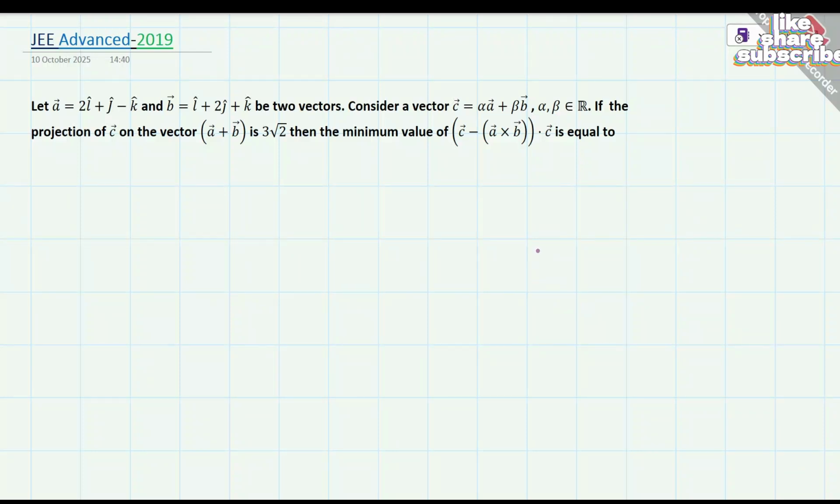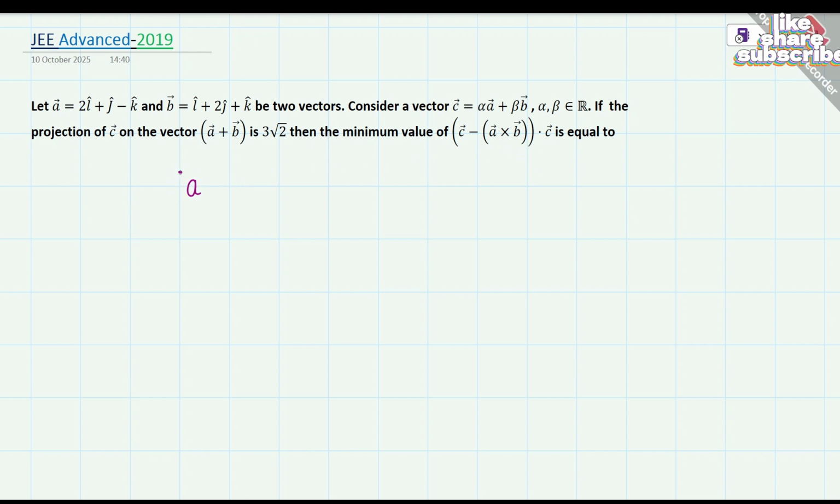Today we have a problem of JEE vectors PYQ series. So we are going to solve this problem. We are given two vectors, and a third vector C has been defined as a linear combination of these two vectors. The projection of C on the vector A plus B is 3 root 2. Then we have to find the minimum value of C minus A cross B dot C.